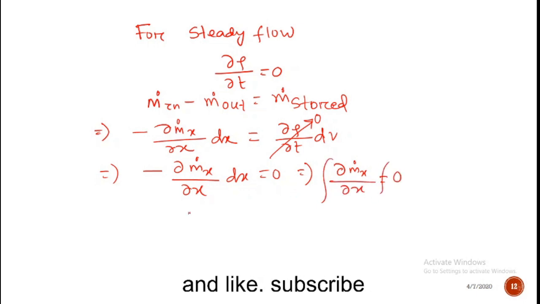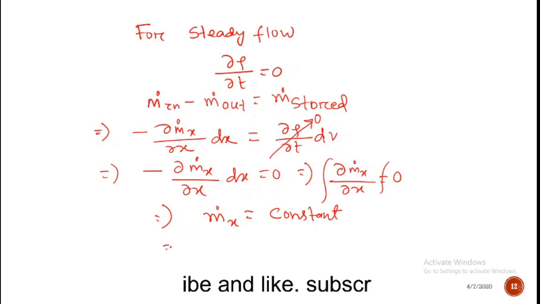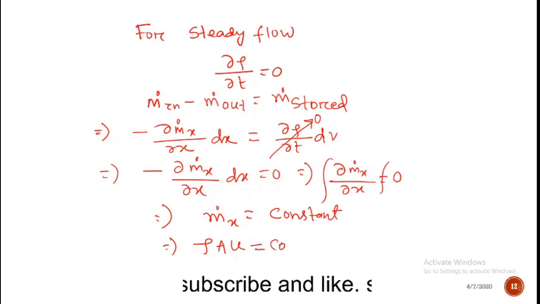Now if you integrate this one, m dot x will be equal to constant. So what is m dot x? This will be equal to rho into A into u. So this is equal to constant.